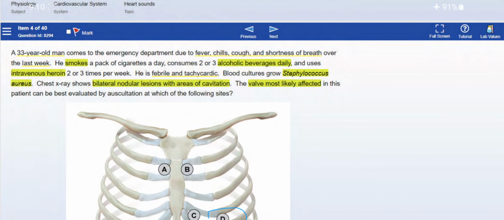Blood cultures grow Staphylococcus aureus. Chest X-ray shows bilateral nodular lesions with areas of cavitation. The valve most likely affected in this patient can be best evaluated by auscultation at which of the following sites?